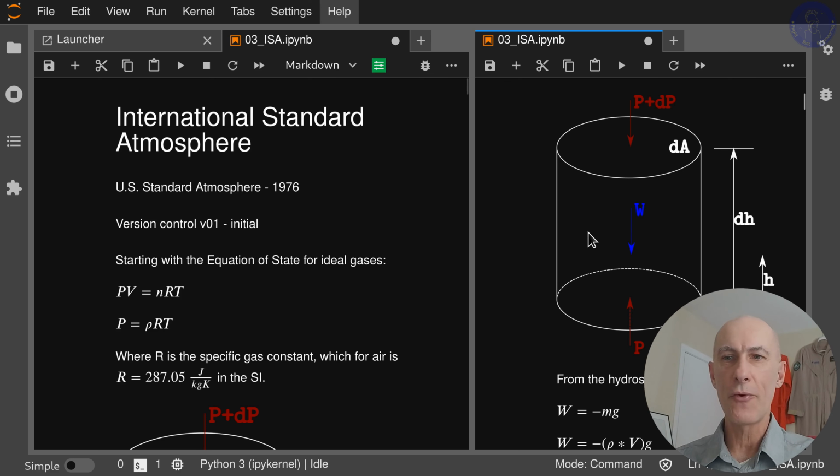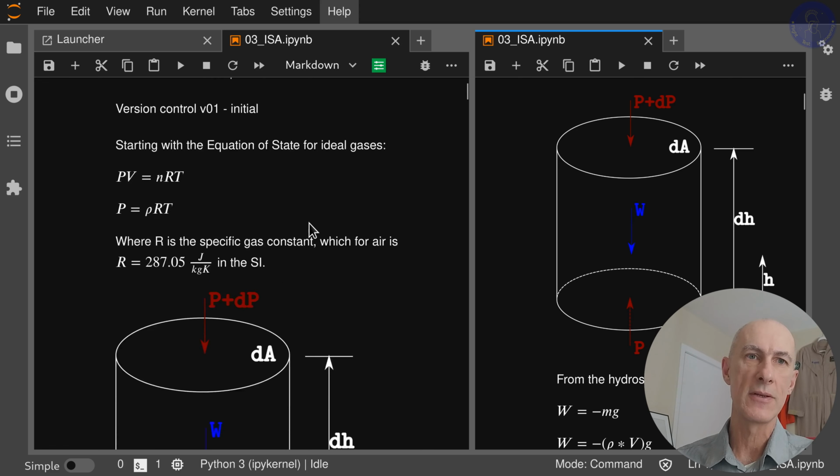If we take the differential cylinder we have here with the height dh, we have gravity acting on this mass, creating a force that is going to be equal to the weight of the fluid. And on the extremities of the cylinder, we'll have pressure P on one end and P plus dP on the other end. dP can be positive or negative, and we'll figure it out later. Don't worry about that for now. Let's write the equations for this.